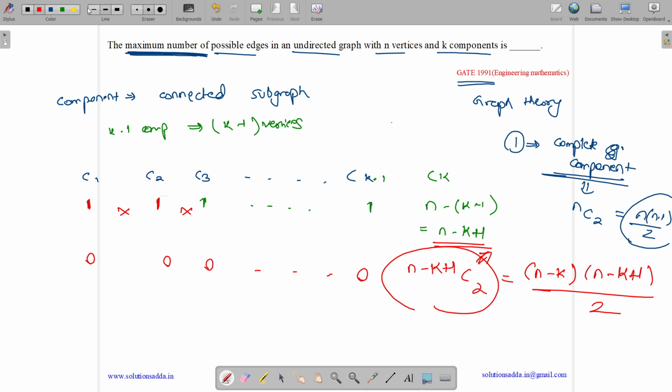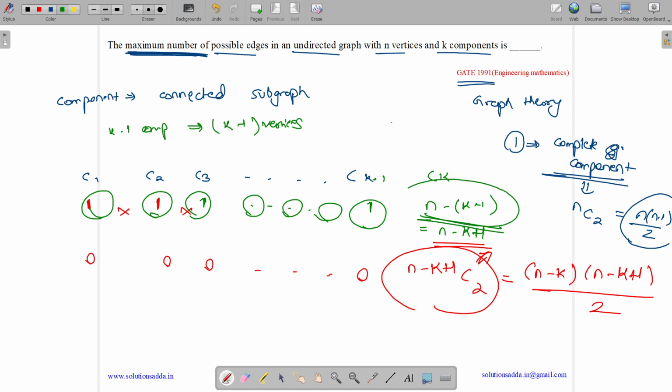So the gist of this problem is, if we have k components, we couldn't have the edges between components, thus we will apply greedy approach and give one vertex to each of k minus 1 components and give the rest of the vertices to the last component and make it a complete component by connecting all the vertices. Like if we have 4 vertices, we will make it complete by connecting all the vertices. And the formula is nC2. So we will get n minus k plus 1 C2, and it is equal to this. So the answer is (n minus k) into (n minus k plus 1) divided by 2.